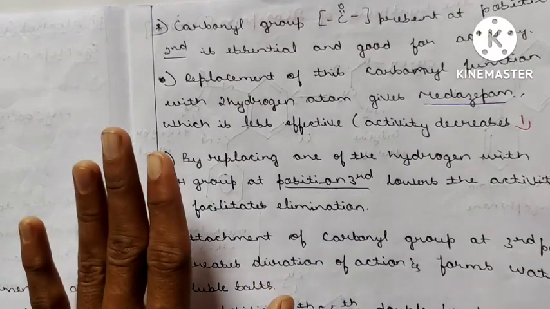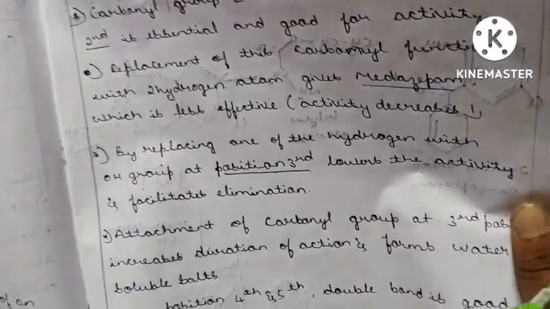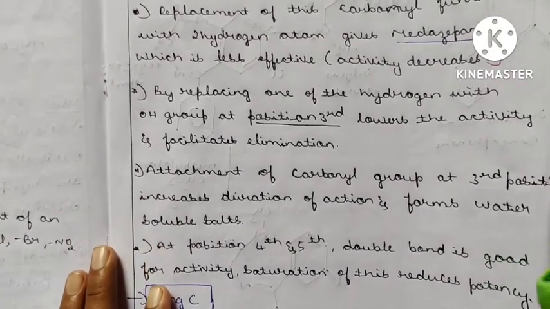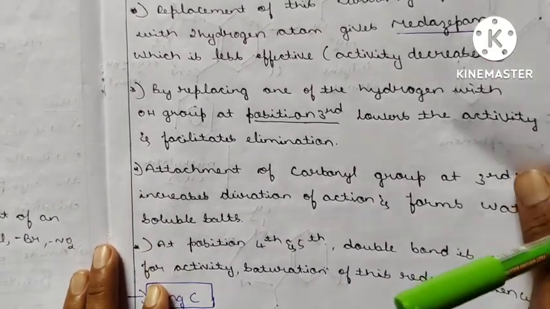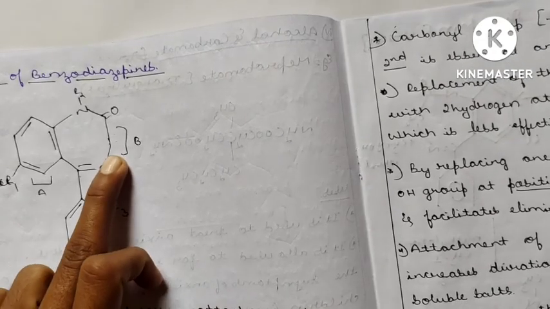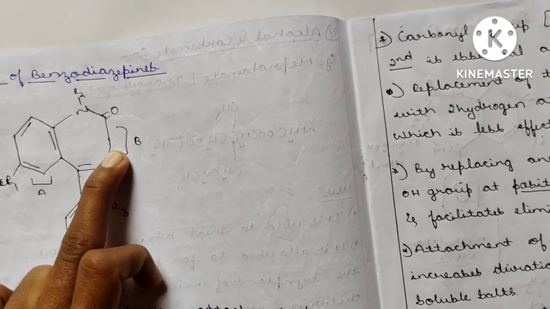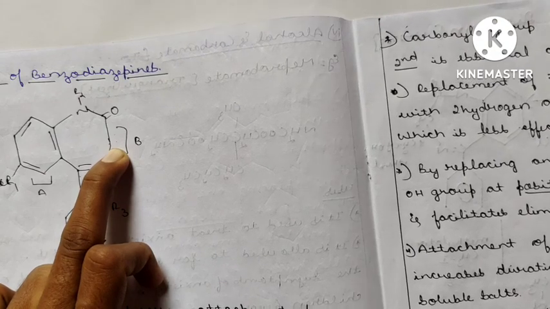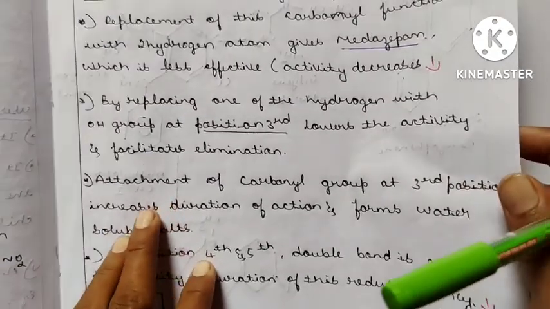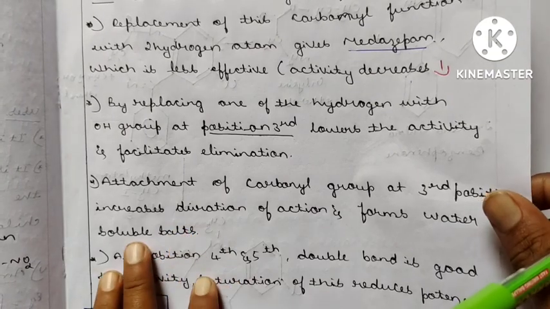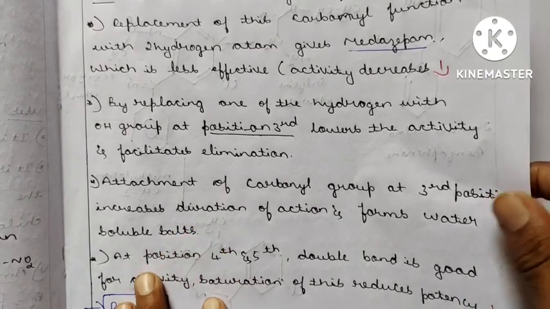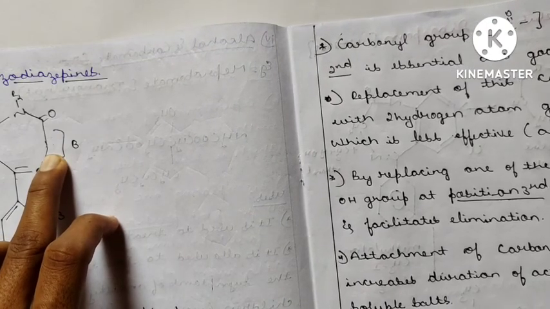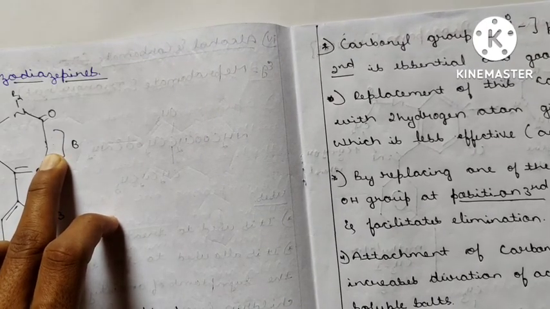Okay, that is known as structure activity relationship. Very important. Then replacing one of the hydrogens with an OH group at position 3 lowers the activity and facilitates elimination. Here at the third position there is no carbamyl group. If we replace this with hydrogen, here also there will be a decrease in the activity. Then attachment of a carbamyl group at the third position increases the duration of action and forms a water soluble compound. If we attach a carbamyl group at the third position, yes, there is a chance of increasing the potent action.